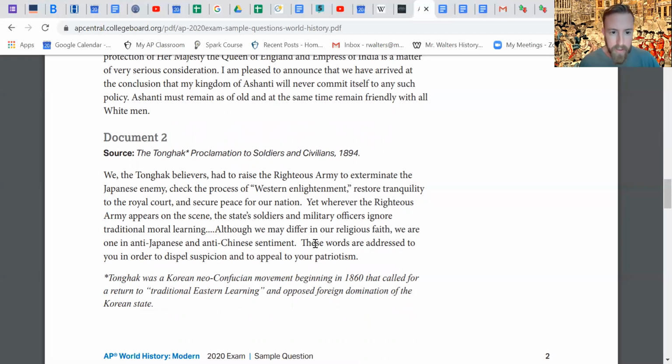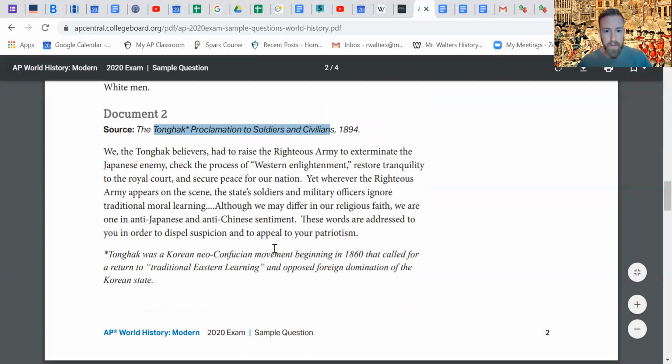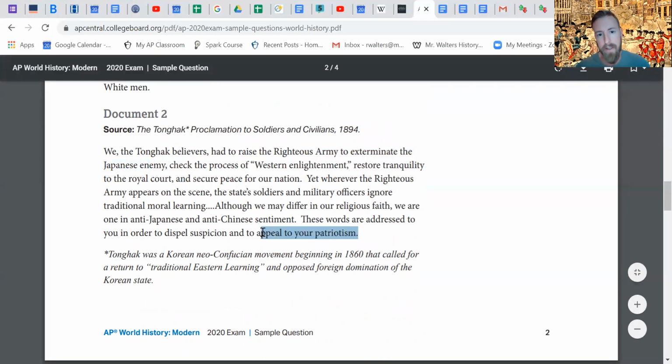The second document I have, I wrote down that they were going to fight against the rule of the Chinese. This is a proclamation to soldiers and citizens where the Tong Hack says, let me see where I found that line about fighting back. Okay, yeah, exterminate the Japanese enemy. So there you go, they were pretty clear on that. These were very aggressive, and at the end they said they were going to appeal to each other's patriotism.